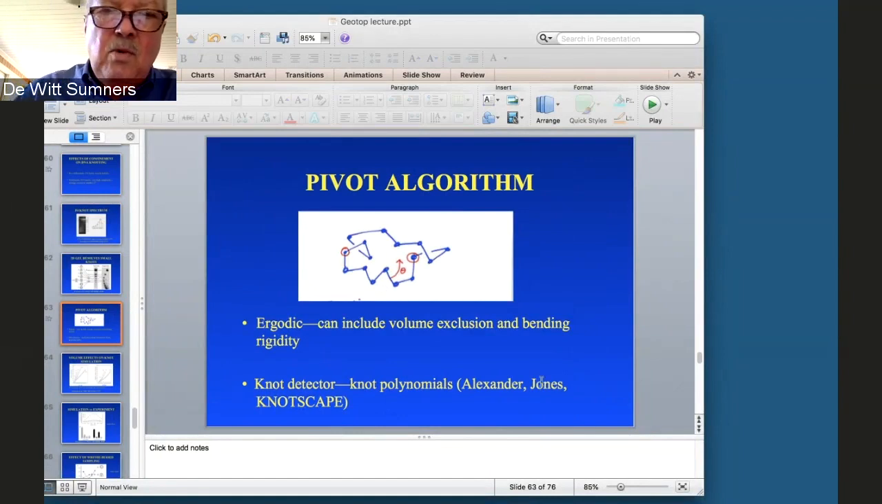So one simulation you can do is the one that works in all of 3-space, the pivot algorithm, where you do these crankshaft moves to randomize piecewise linear embeddings of the circle. And the problem is when you try to do this inside a closed volume, it's very hard because once you do one of these randomizing moves, you end up outside the confined volume.